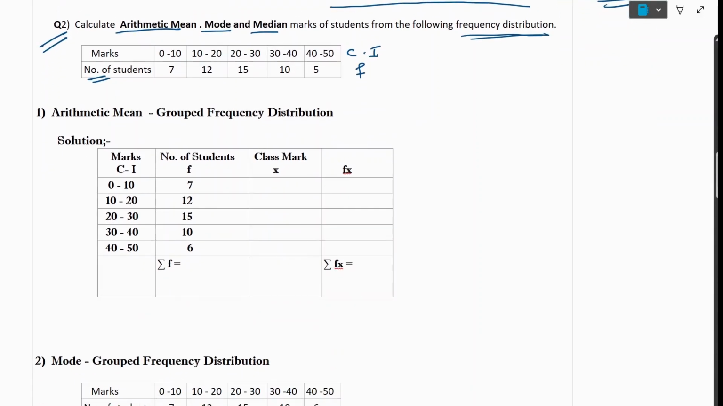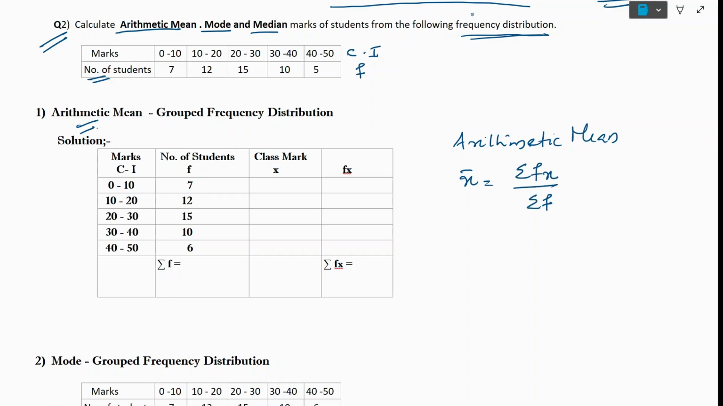Arithmetic mean first. How to calculate arithmetic mean? See, for grouped data as well as ungrouped data, for arithmetic mean the formula is the same. What is arithmetic mean? x bar equal to sigma fx divided by sigma f. In both the cases, discrete as well as continuous data, the formula is the same. Only the difference is going to come in the table.